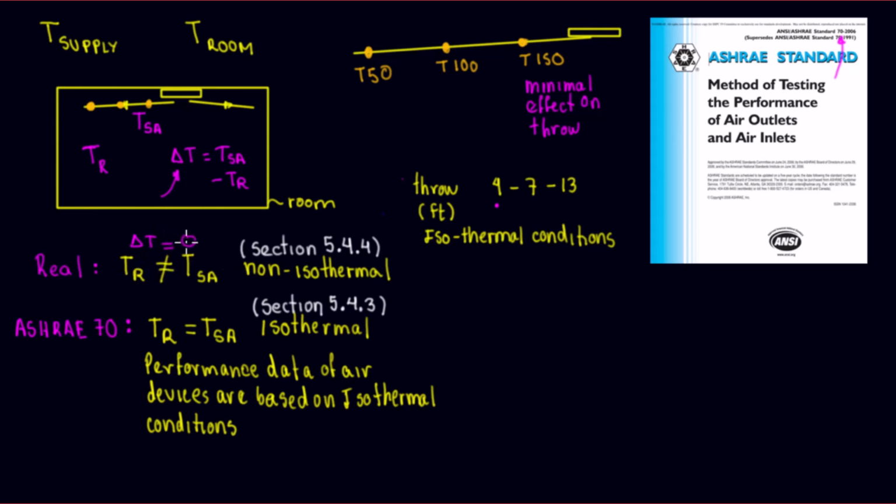I'm sorry, this is not isothermal. Let's put 0 in here, but different than 0. Whereas in here my delta T equals 0. See, there's no exchange on temperature. So based on isothermal conditions, delta T 0, for T150 thermal velocity, it's okay. Don't worry about it. That's what it's saying about the ASHRAE 70. So isothermal conditions is not real.